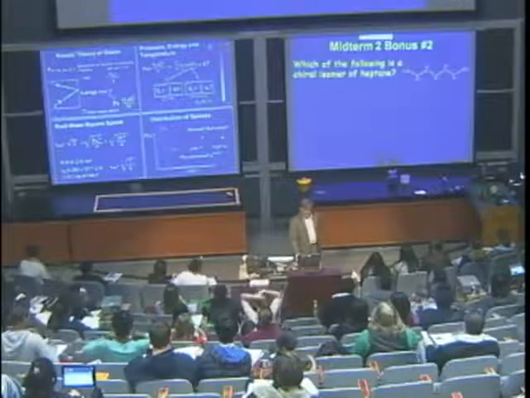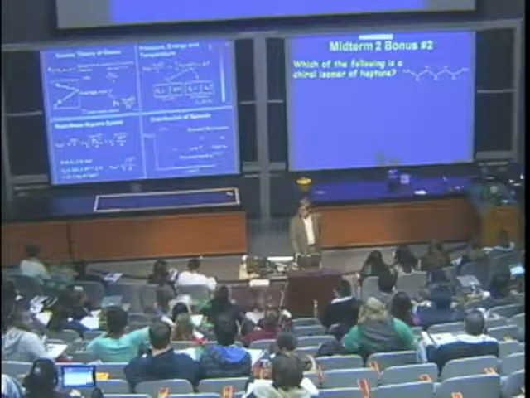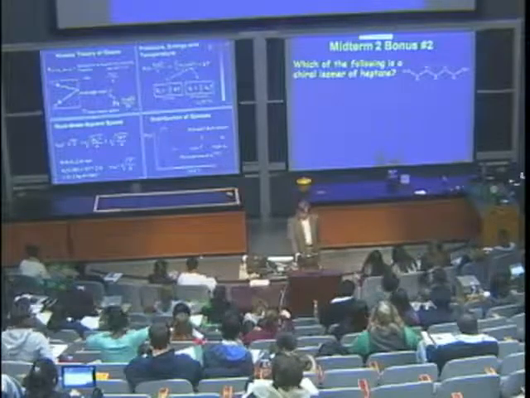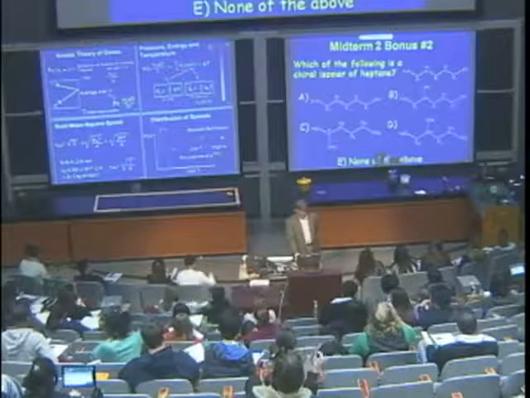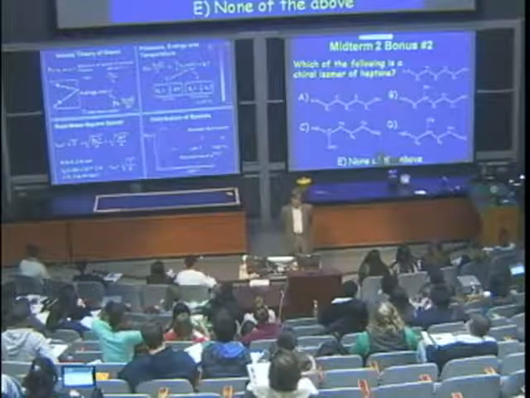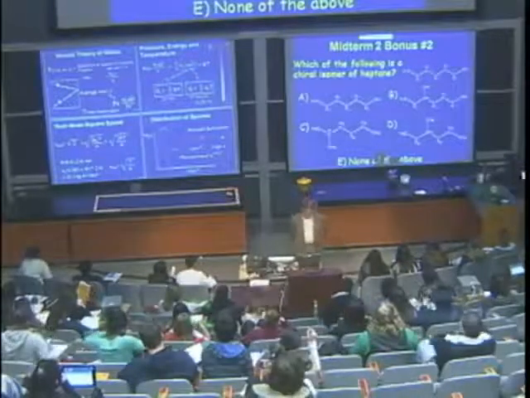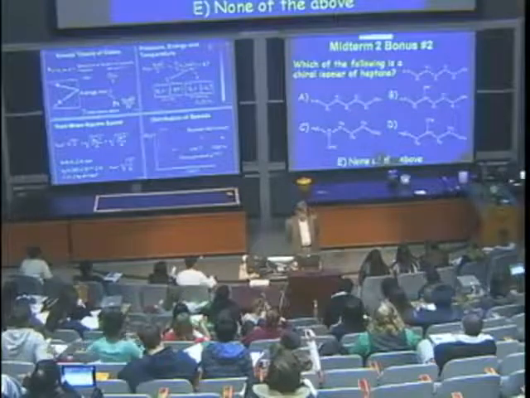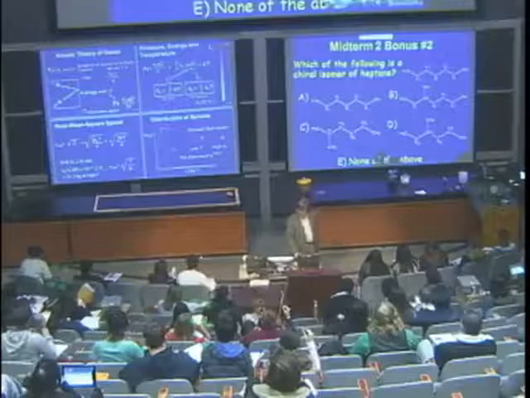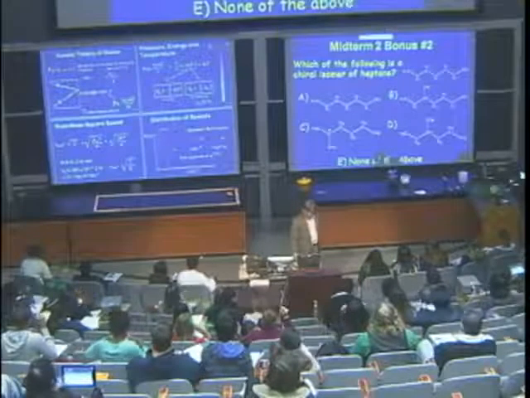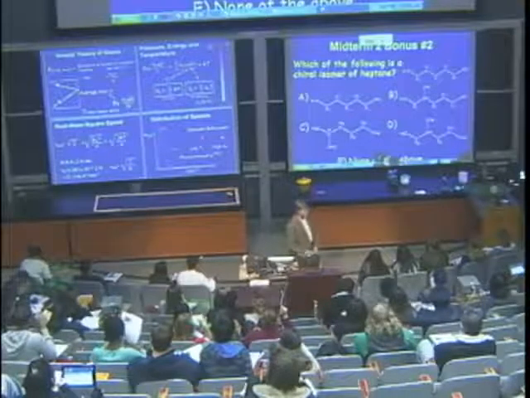So we have a heptane. It has hepta, which comes from 7. It has 7 carbon atoms, and I showed you some isomers of heptane. And I would like you to identify which one is a chiral isomer of heptane. A, B, C, D, or none of the above. Why don't you get started? No talking, please. Get started and give me your answer.